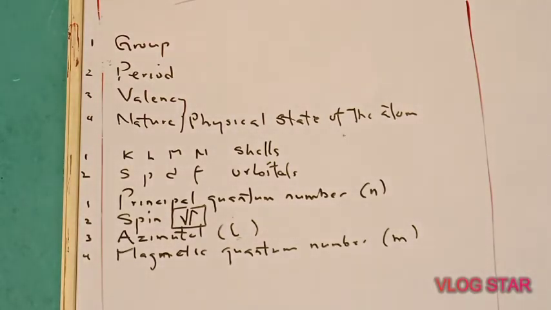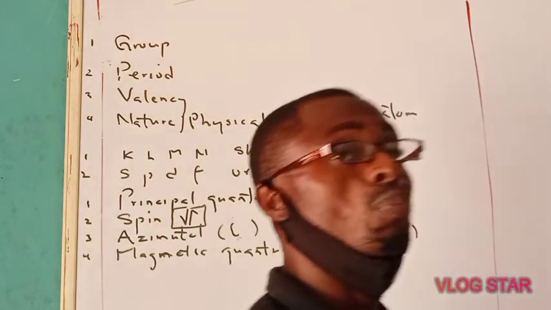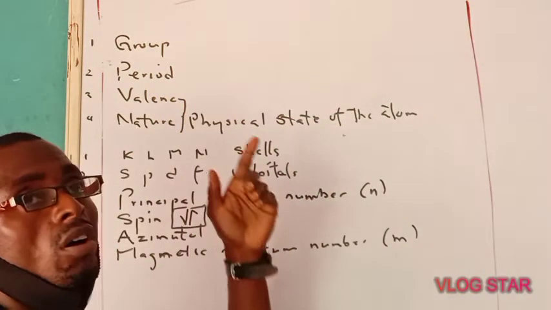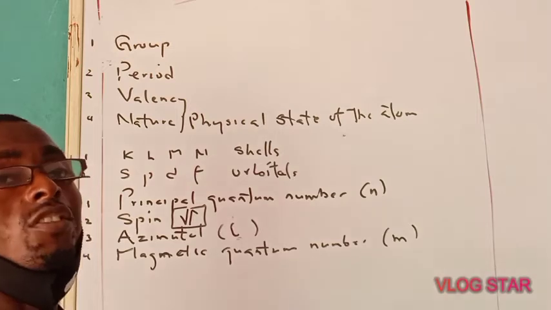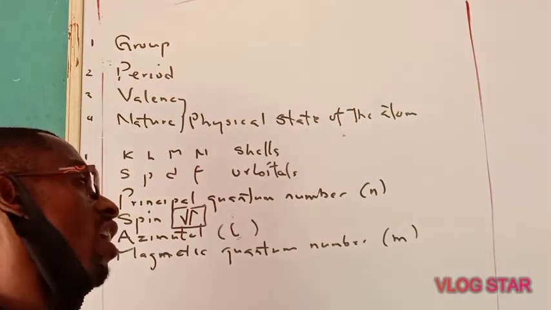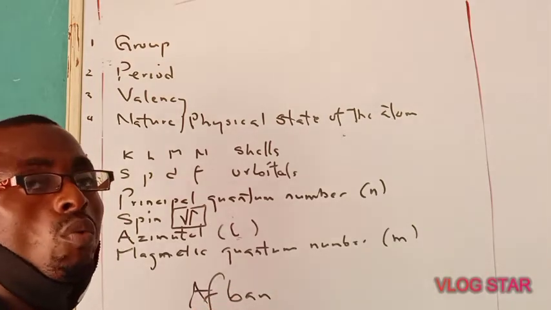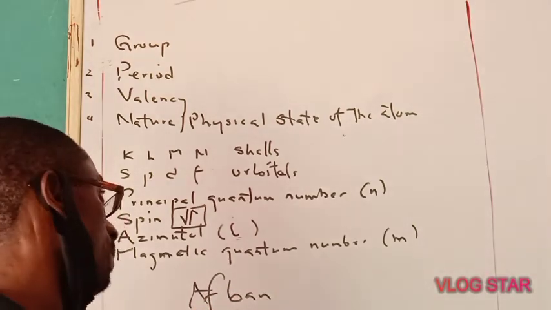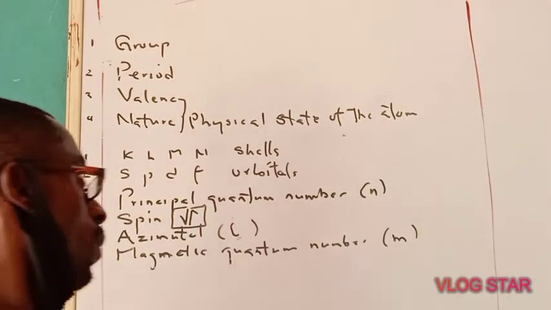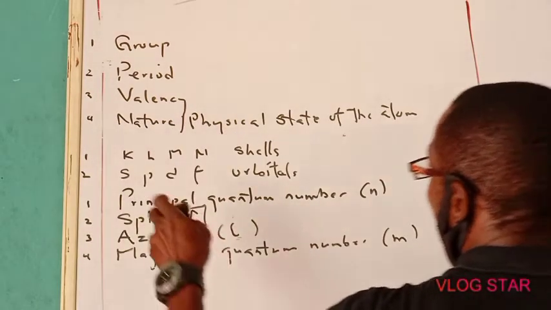These quantum numbers are very important in writing of electronic configuration. Different chemists have propounded principles for distributing electrons into orbitals. One of these chemists is Hubbard. So we have the Hubbard principle, which we'll look into later. So let's look at the KLMN.